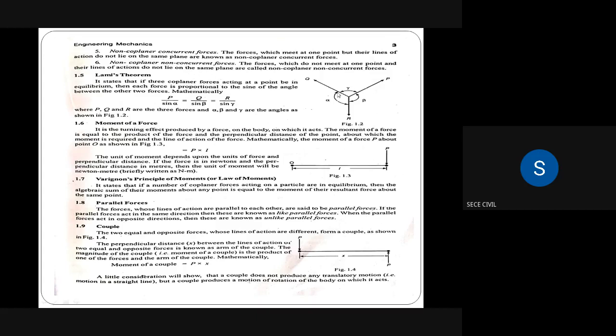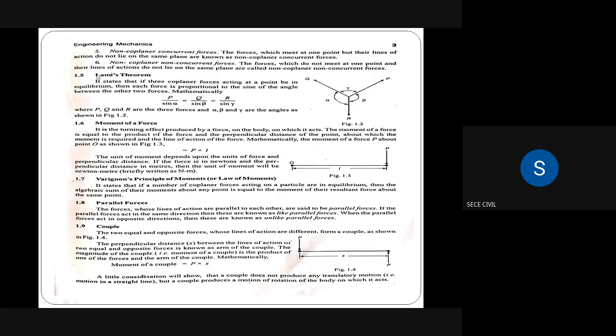Okay, so see this diagram. It acts in the same plane only. Okay, so there are 3 forces P, Q, R acting in the same plane, and also they are meeting at a common point. Okay, this point may be the origin O. So this is coplanar concurrent forces. So it states that 3 coplanar forces acting at a point will be in equilibrium.